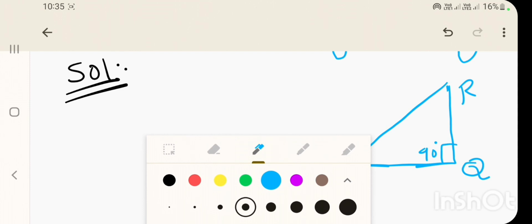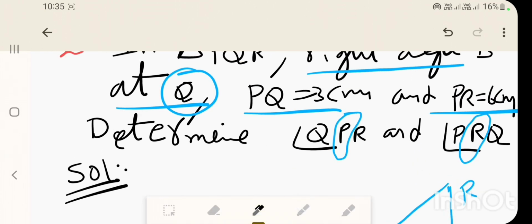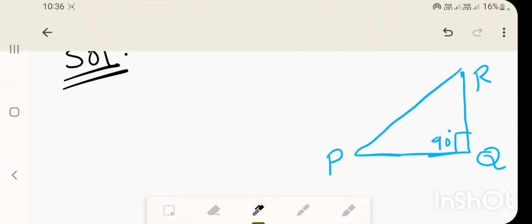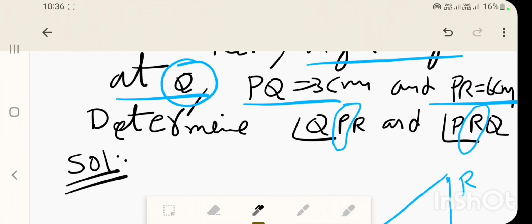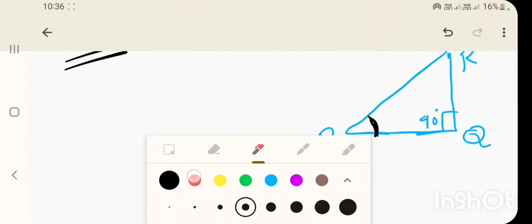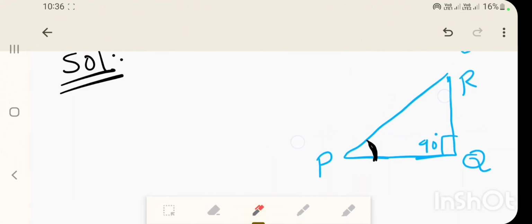What they are asking here is QPR. That means they want this angle QPR. And PRQ also they want. PRQ, the center letter is R, so this angle also they want.